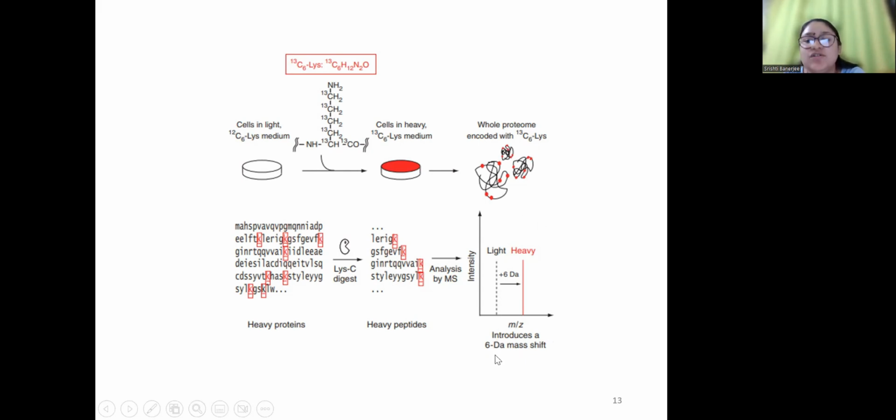So wherever you see a lighter one, it was the control, and wherever you see a heavy one, it is the labeled one, the diseased one. That's how you can understand the difference: if you're labeling two different conditions with two different labels, automatically the labels will result in different masses, and the mass spec will easily pick that up.